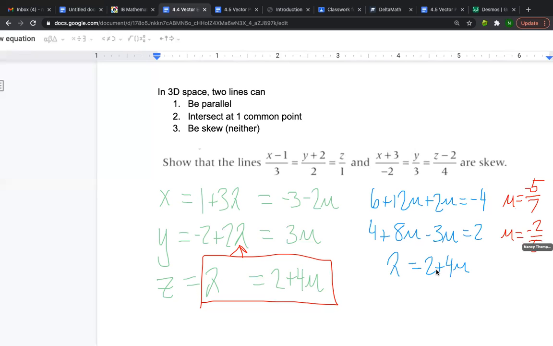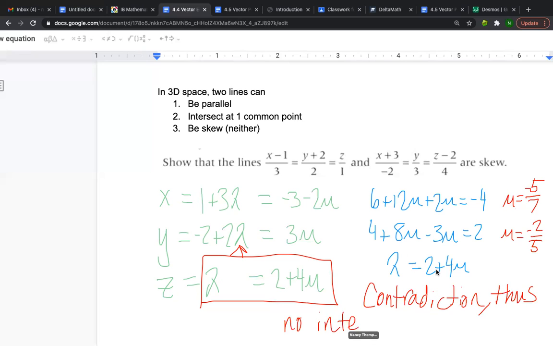Now these two things are not the same. So we have reached a contradiction. Which means there is no intersection. Which means, therefore, the lines must be skew. I would write out all of those words, but I just said them, so.